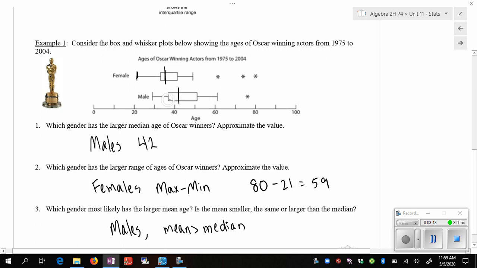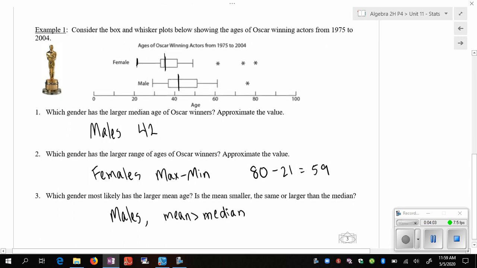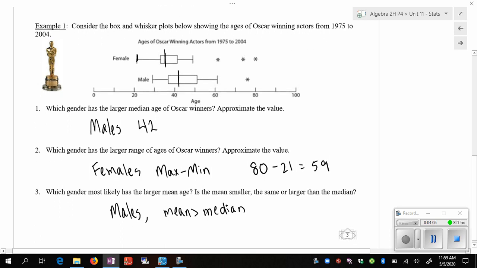And in fact, for the males, the mean is greater than the median because of the fact that we have 50% of the data on this side and 50% of the data spread out a little bit more on this side, plus this one outlier over here. So this outlier pulls the mean in this direction, which is referred to as data being skewed right. And so the mean is skewed to the right and therefore greater than the median.